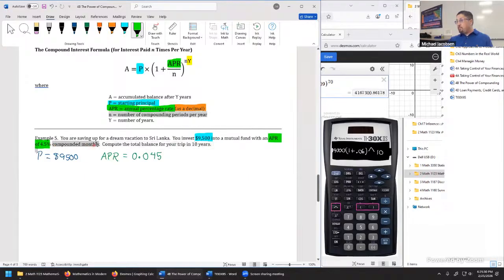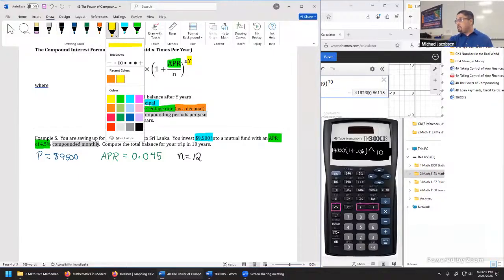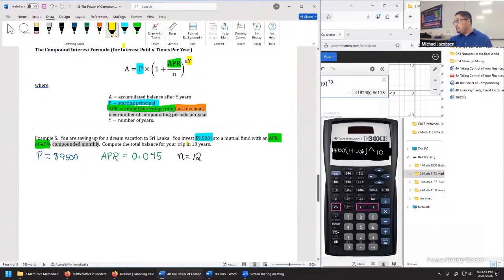It says compounded monthly. And so this is the number of compoundings that we're interested in. Let's use that same color coding there. If it's compounded monthly, it's just saying the number of times per year is going to be 12 on this one. And the term of this investment will be 10 years. So that's going to be the value for Y.